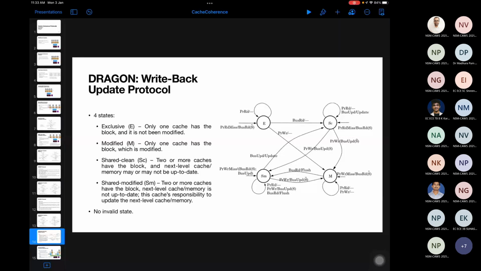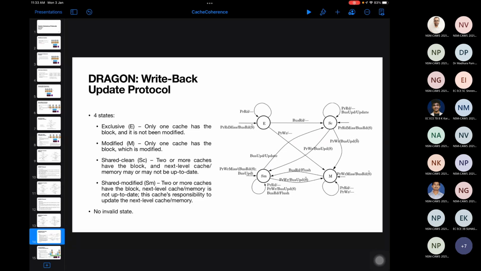And here this Dragon protocol consists of 4 states. E state is exclusive, same as in MESIF, MESI, or MOESI. M state is also the same as whatever we discussed. The semantics of E and M are the same as in the previous protocols. But the shared state is now considered in 2 ways, shared clean and shared modify. These are the 2 states we've considered.